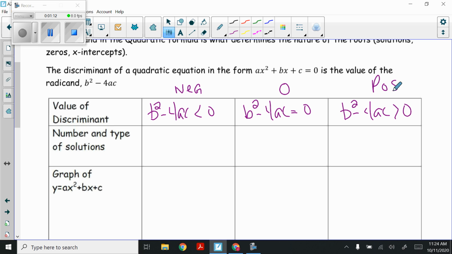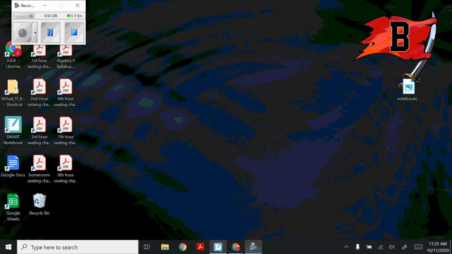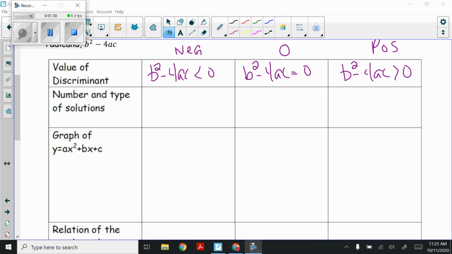So first let's look at when it is negative. This is talking about when we have a negative underneath our radical. Remember, if we have a negative underneath our square root, that negative comes out as an i, and we're dealing with complex imaginary numbers. So the number and type of solutions, we will have two non-real solutions, which means they are imaginary.